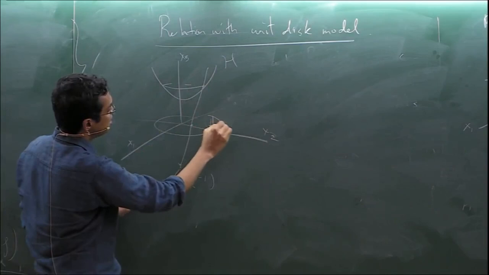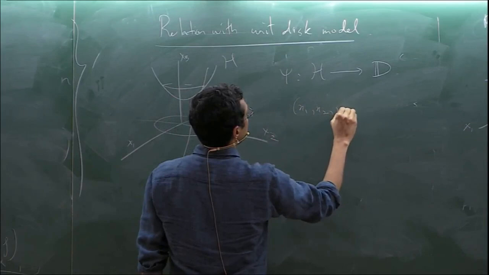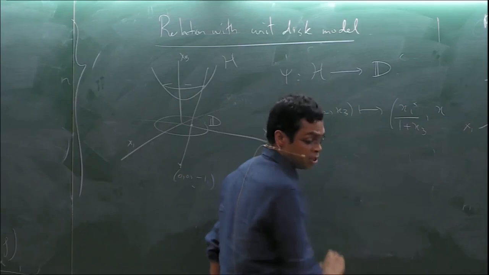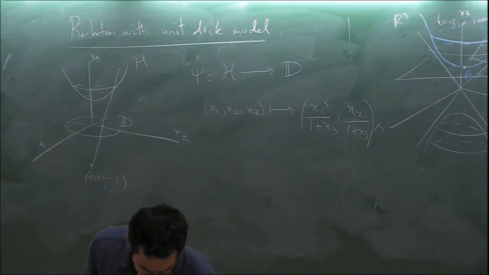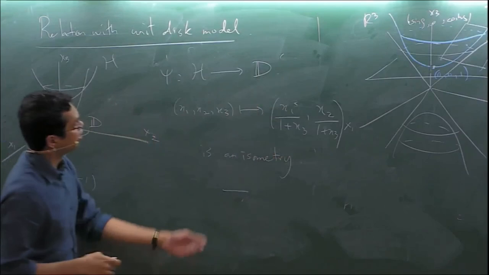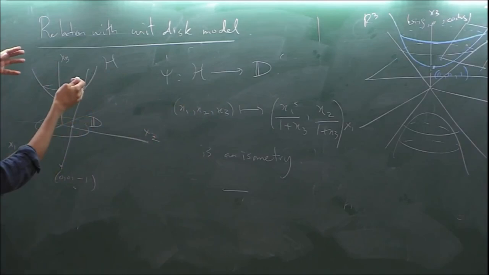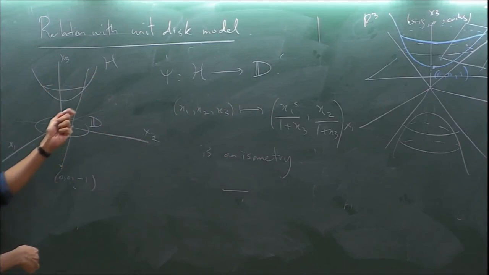So there's a map from H to D, we call it psi, and what it takes is (x1, x2, x3) in H to, maybe it looks something like this. And this turns out to be an isometry. Okay, so we've already seen the Poincaré metric, the hyperbolic metric on the unit disk. And you've seen this metric I've described on H, which is induced by this funny inner product, and this map psi, defined by this projection, is actually an isometry from this metric to that. That's again a calculation very similar to the earlier ones.